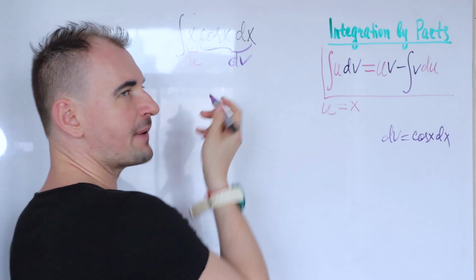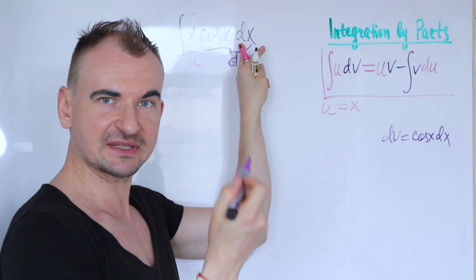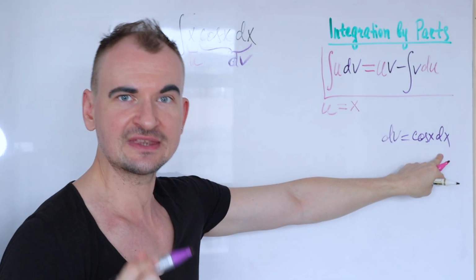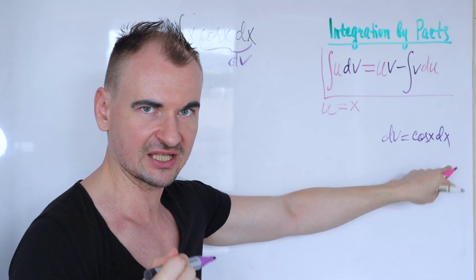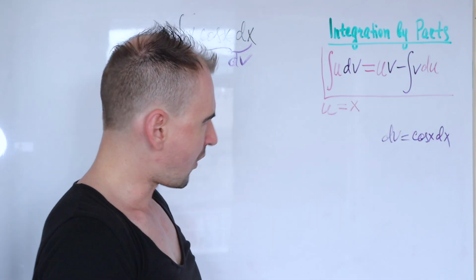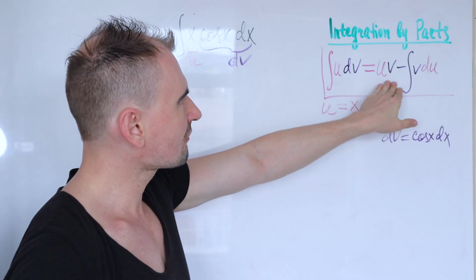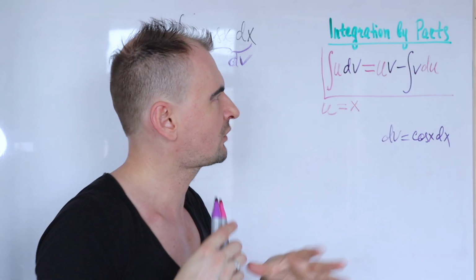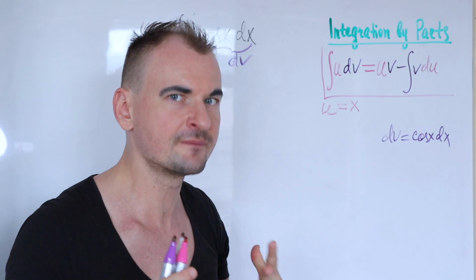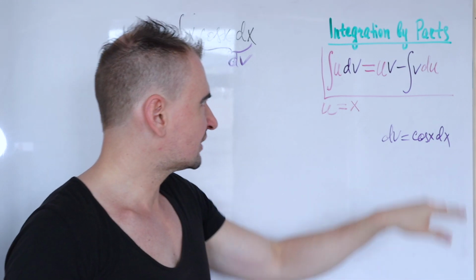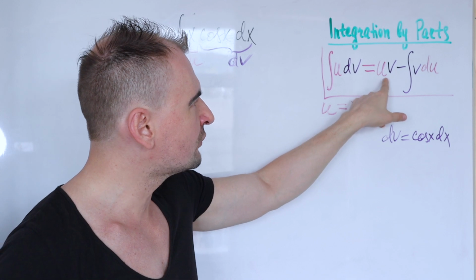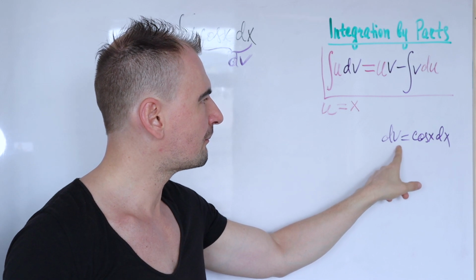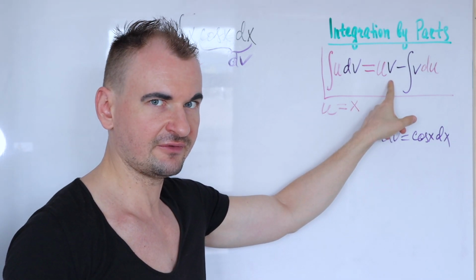And again, I'm drawing your attention, this dx has to be taken into consideration. So your dv is not cosine x, it's cosine x with dx at the very end. So that's important. Now, your integration by parts formula, or UV formula, we could call it the UV rule for short, requires the product of u and v. We have u, but we don't have v, so we need to find v.